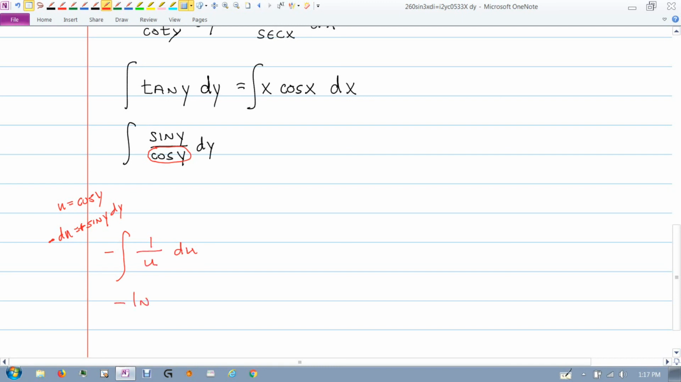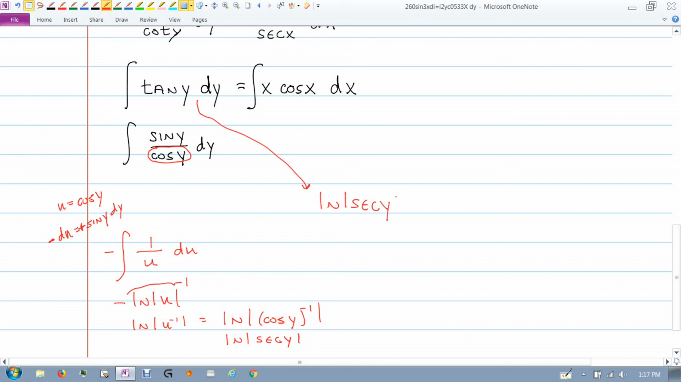And the antiderivative of that is natural log of u, like that. And then I can bring the negative up as a power, negative 1. So I have natural log of u to the negative 1. But u is cosine, so this is cosine of y to the negative 1, not the arc cosine, but cosine to negative 1, so it's really 1 over cosine, which is really secant. So at the end of the day, the left side becomes natural log of secant y. Like I said, there's a formula for that, but that's the actual work for it.